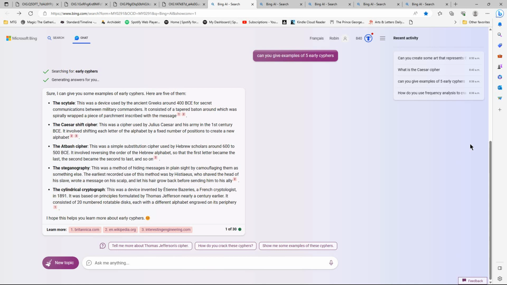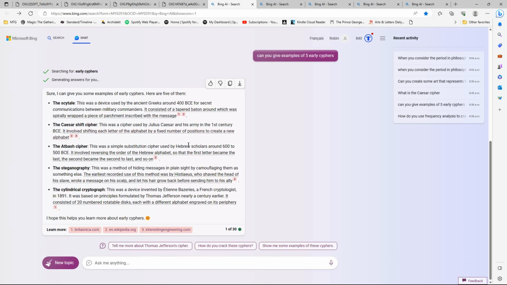Okay, so let's just go on to Bing, because there's several things here I wanted to talk about, my own experience of the four forms. So probably the first time I came across it was when I became interested as a child in very simple ciphers. So I asked Bing Chat to give examples of 5 early ciphers. I'm going to include these prompts in the description of the video.